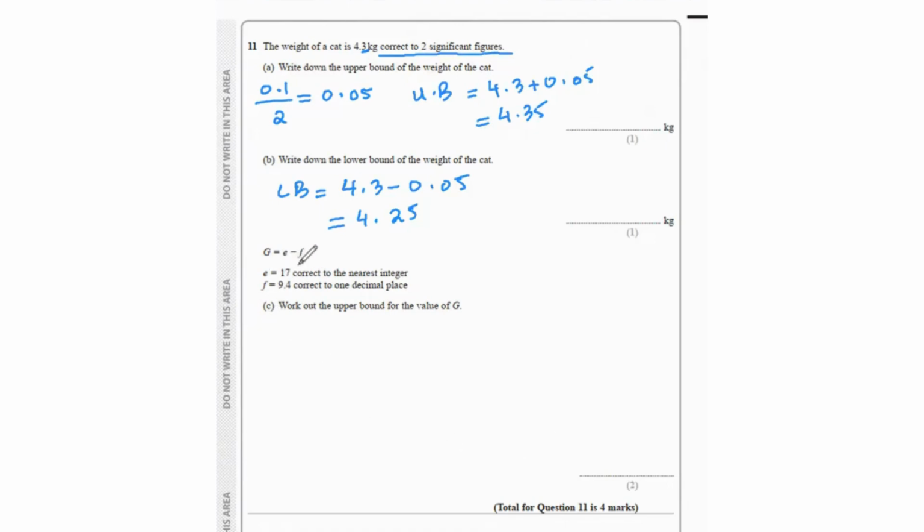Then it says G equals E minus F. E equals 17 correct to the nearest integer. F equals 9.4 correct to one decimal place. Work out the upper bound for the value of G. Okay. Now, this is slightly more advanced than the one that we were doing. The previous two questions were the basic levels, and now we've increased the difficulty level.